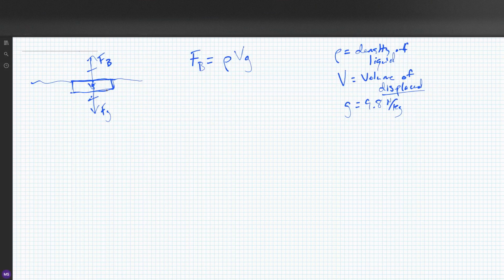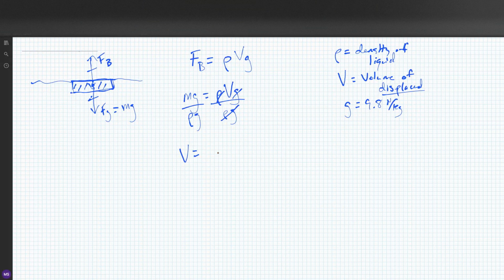okay? So that means that I can substitute in, because weight is mass times g, I can put m times g equals rho vg. All right, so now we said before I want to solve for this volume here. So whatever this volume is, is how many bottles he's going to need. So I can divide over rho g. Rho cancels out, g cancels out. So the volume of the displaced liquid is going to be the mass divided by the density of water.